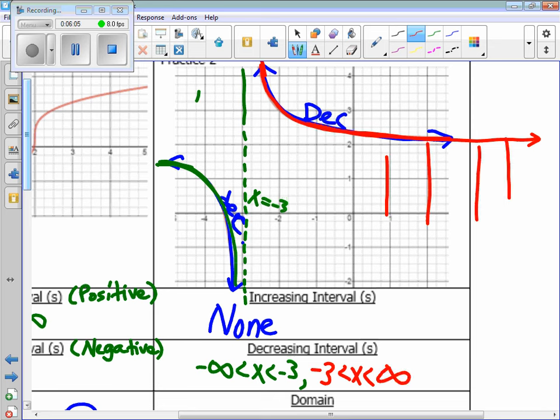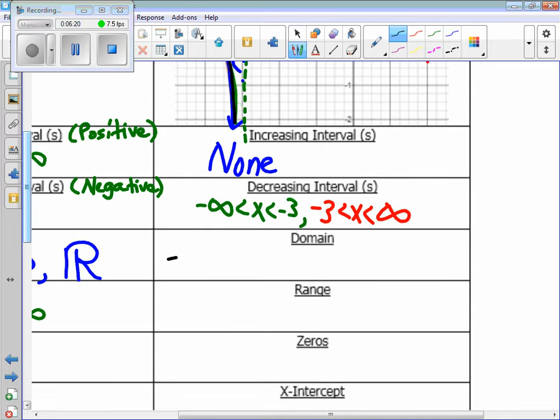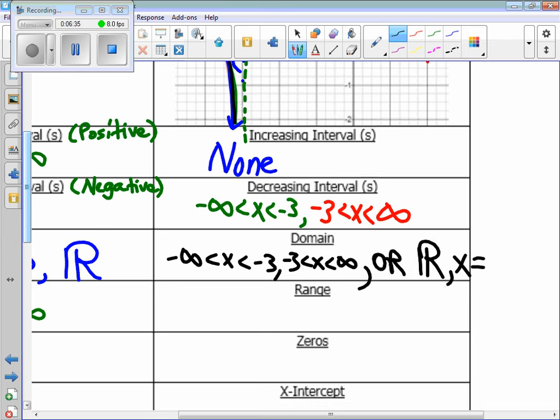The domain in this case is all the x values except for where there's an asymptote. You can either write negative infinity less than x less than negative 3, where the vertical asymptote is, and negative 3 less than x less than infinity, or you can write all real numbers, x cannot equal negative 3.